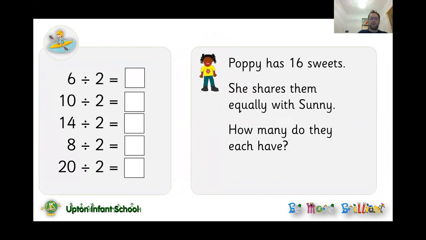Okay, I hope you got on really well with those challenges. We're just going to go through the answers now. So our first challenge, let's have a little look. So 6 divided by 2 was 3, 10 divided by 2 was 5, 14 divided by 2 was 7, 8 divided by 2 was 4, and 20 divided by 2 was 10. And on to Poppy's challenge, she had 16 sweets. She shared them with Sunny, so there were 2 of them.